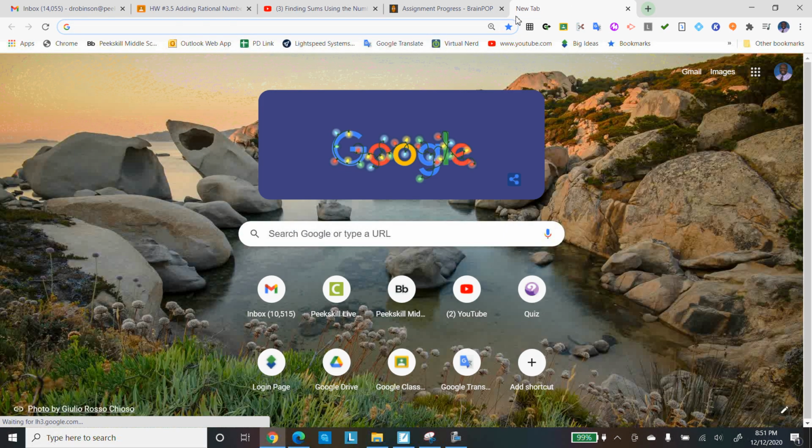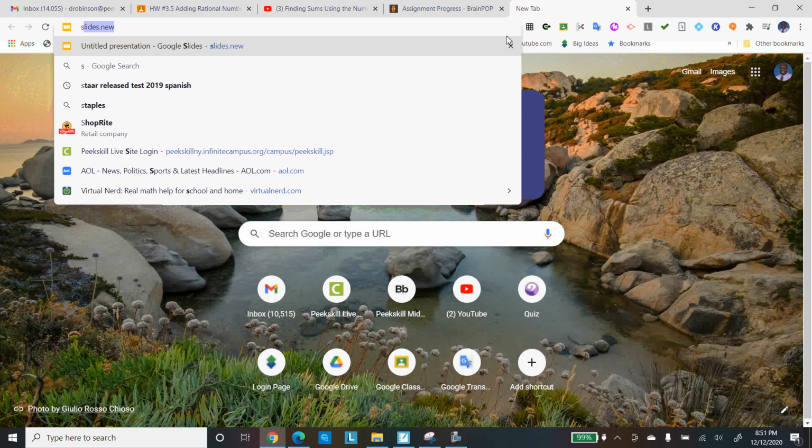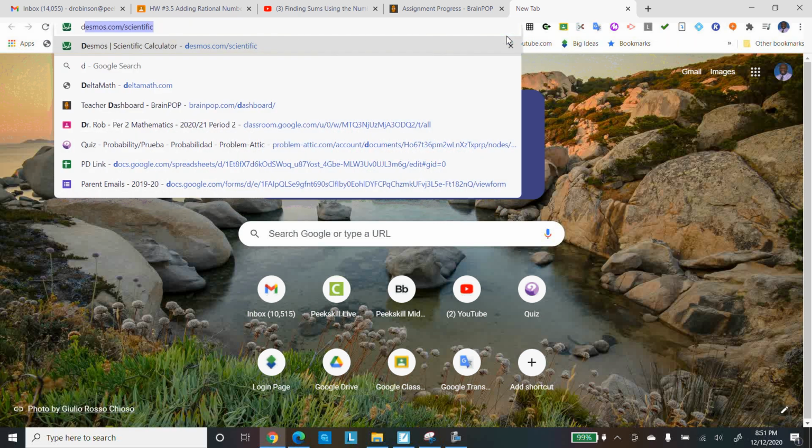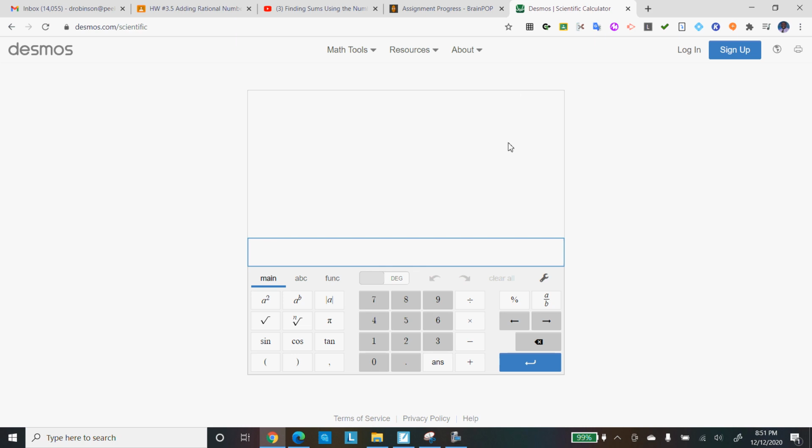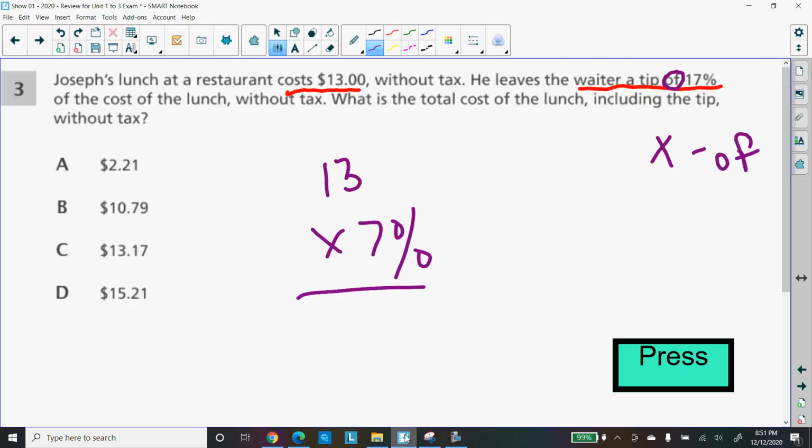And if I can get to it, decimals, there it is. 7% of $13, and this will give us the amount of tip that he wants to leave. So it looks like 91 cents. That's all he wants to leave? Oh, I'm sorry. It's 17%. There's your problem, Dr. Rob. It's 17%. All right. Good thing we looked at that. I was saying that's a low tip.